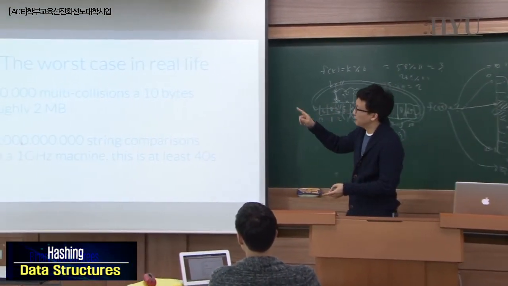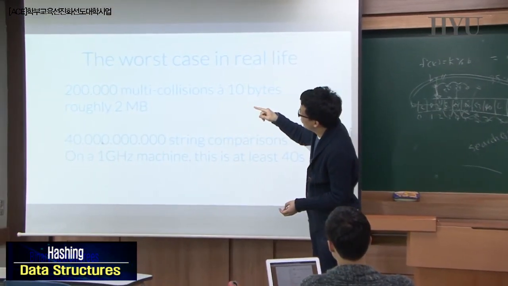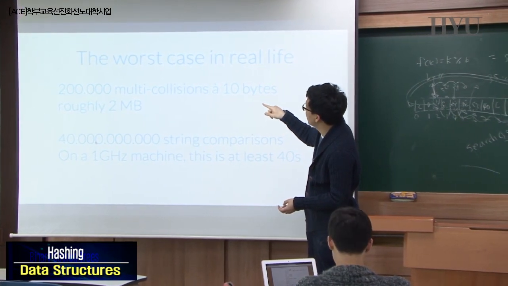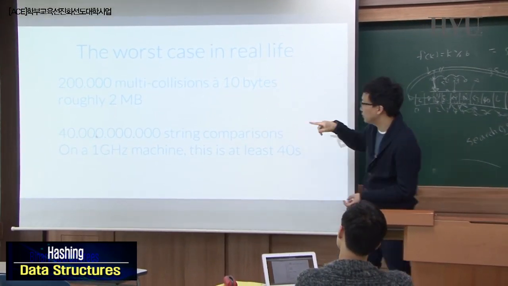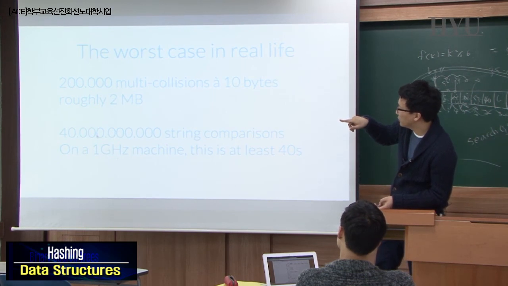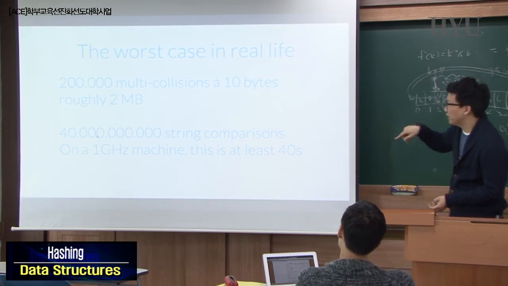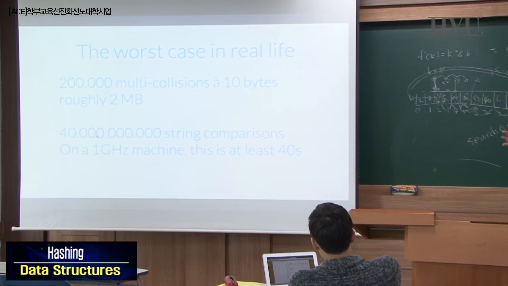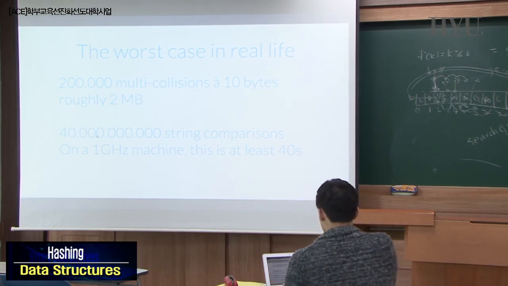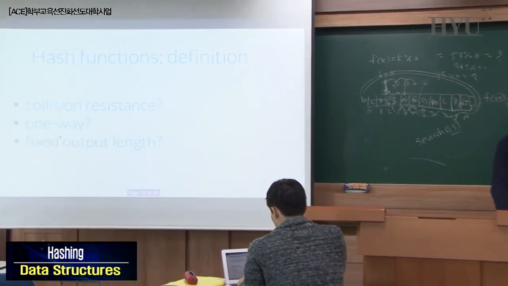The thing I wanted to show you is the worst case in real life: 200,000 multi-collisions in 10 bytes of roughly 2 megabytes. I don't know how many that number is. String comparisons in 1 gigabyte. So that's how much it takes to generate the hash key and movements.